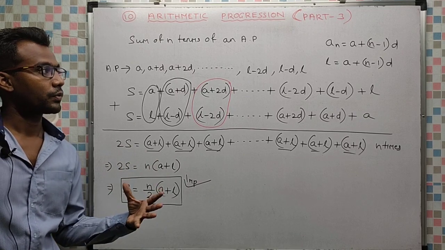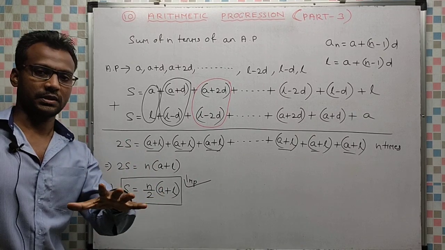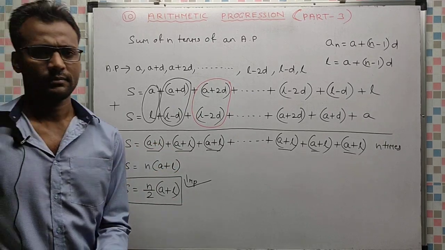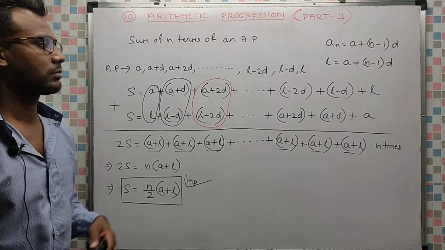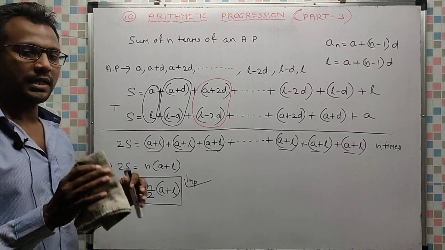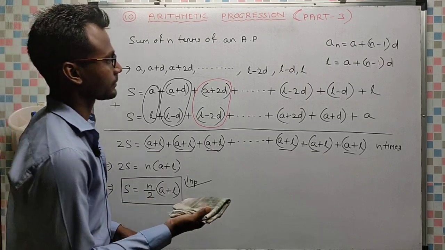Now suppose we want to find the sum of the first n terms. Suppose we take an infinite AP. Finite or infinite, that is not important, but we want to find the sum of the first n terms. In that case, we cannot use this formula.